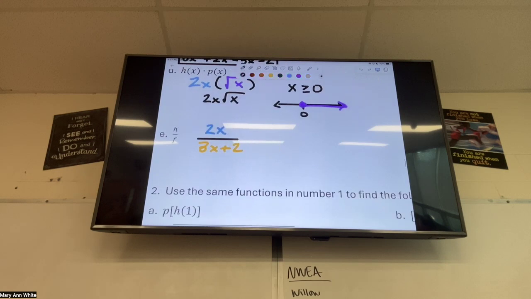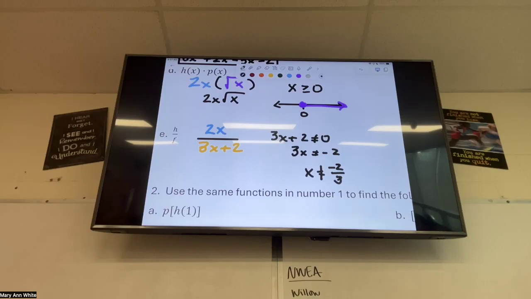However, I do have a red flag to worry about. What's my red flag here? The denominator cannot do what? Perfect, cannot equal 0. Good job. So I'm going to start solving that. I'm going to minus 2 from both sides. I'm going to divide by 3 on both sides. So x cannot equal negative 2 over 3.